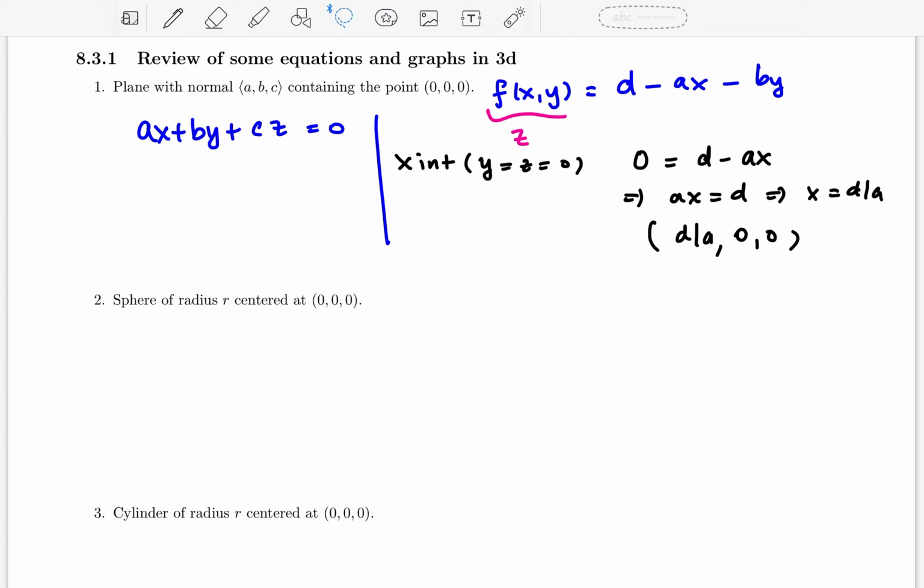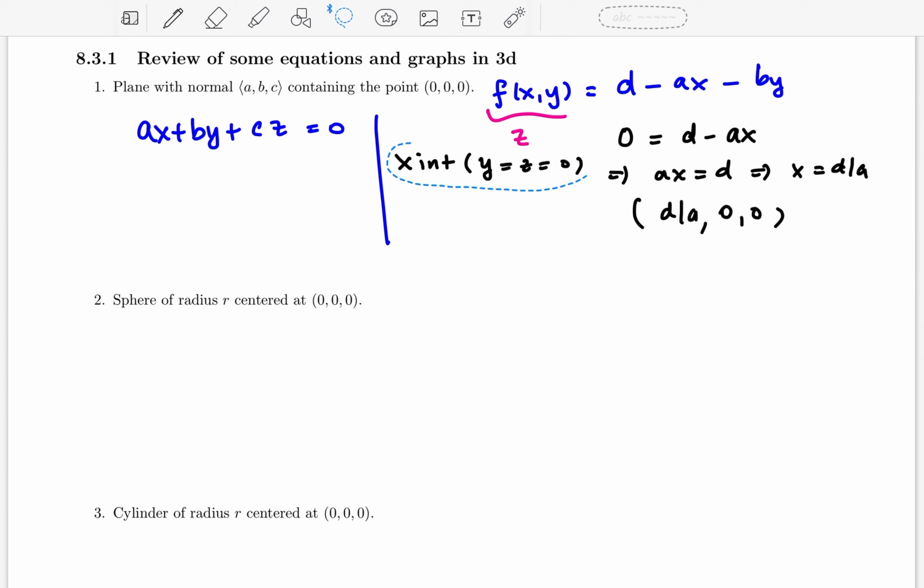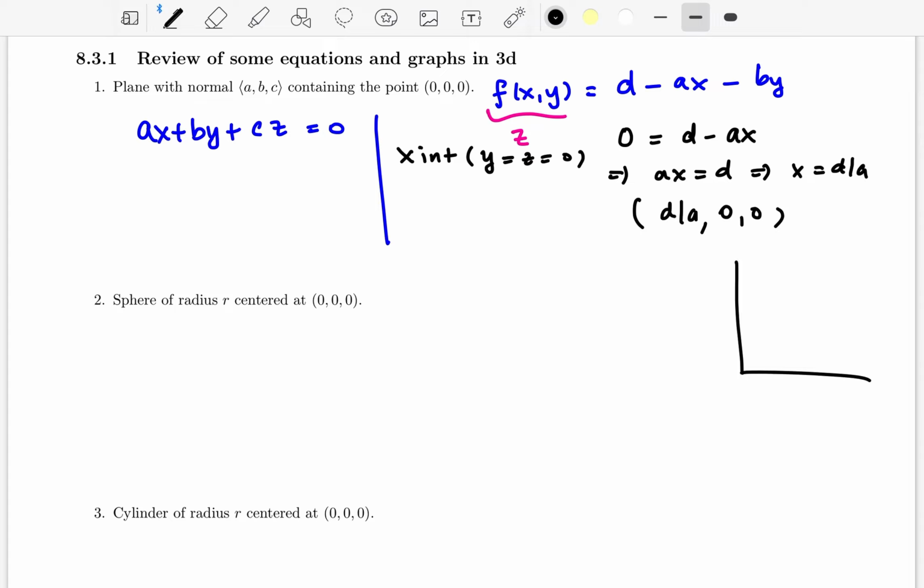But long story short, you find the intercepts and you'll be able to sketch the graph of this plane by just drawing your x, y, and z axes and then saying, well, this is my x-intercept, which is the point d divided by a, 0, 0, and then you find your y-intercept, then you find your z-intercept, and you know that they form a plane, something that contains those points.